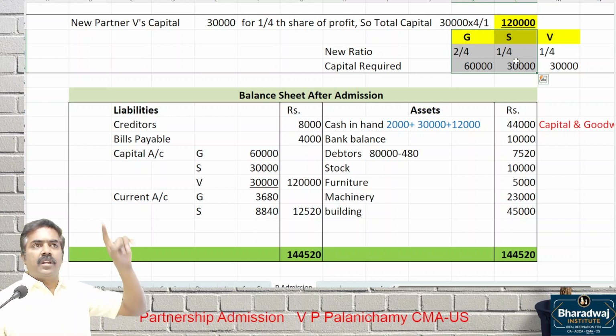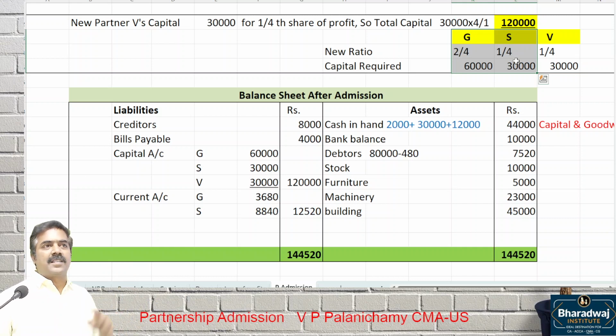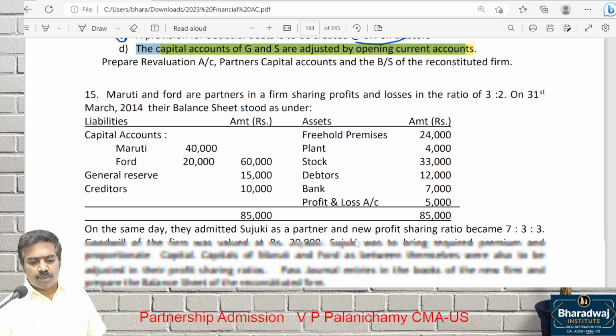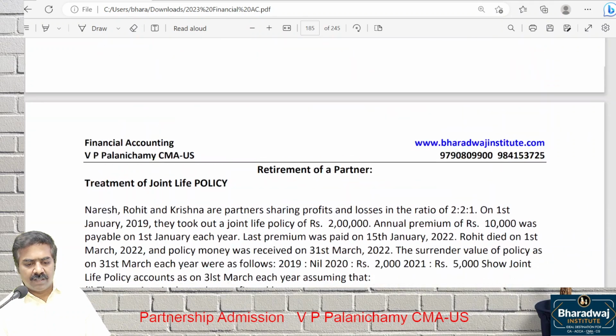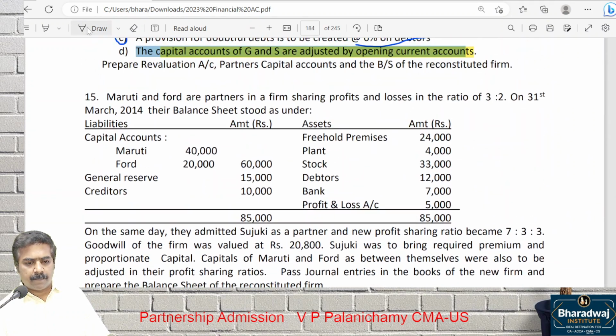Listen, pay attention. Question number 6. Question number 5, based on new partner, we work out others' capital. Question number 6, based on others' capital, the new partner's capital you have to work out. Based on the old partners, you have to work out the new partner's capital. Those who completed, please go to question number 6. That was wrongly numbered. This is question number 6.